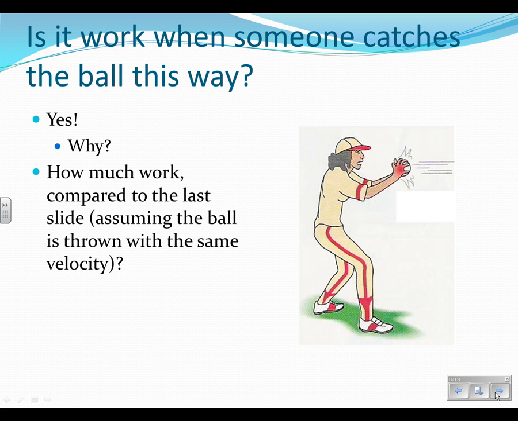The amount of work in this picture is exactly the same as the amount of work in the previous picture, assuming that the ball gets thrown with the same velocity. But there are two factors that influence work, right? What are they? Force and distance, right? Force and displacement. Here, the displacement is very, very small.